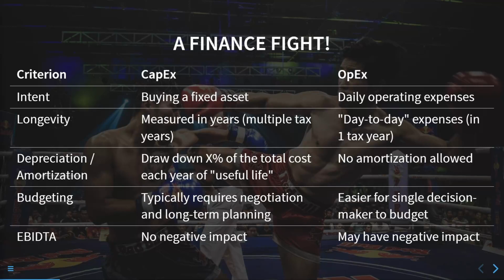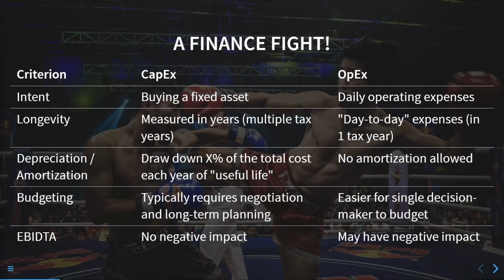So this is day-to-day expenses, things that fit within one tax year. CapEx, multi-year, OpEx, single year. What this means is you cannot amortize or depreciate for OpEx. So this is something that limits your ability to change the tax schedule. But it is easier for a single decision maker to budget. Usually, OpEx amounts are small relative to CapEx. And this last item, EBITDA. EBITDA is earnings before interest, depreciation, taxation, and amortization.